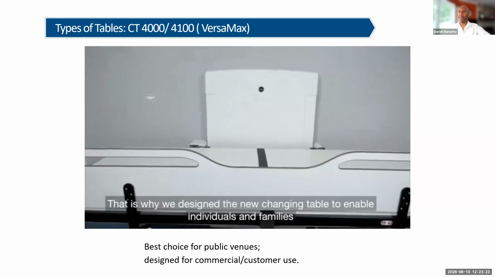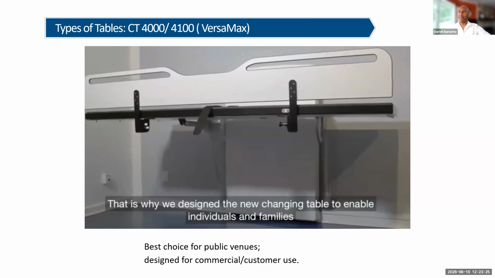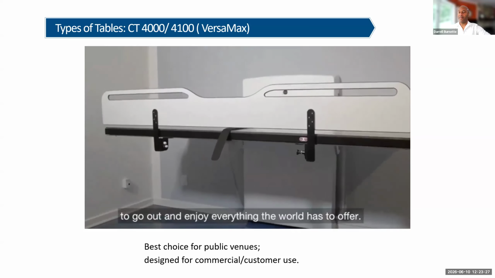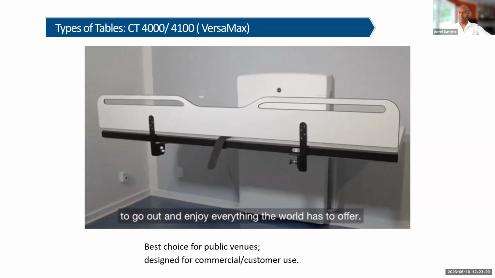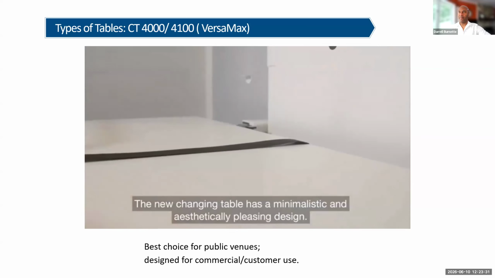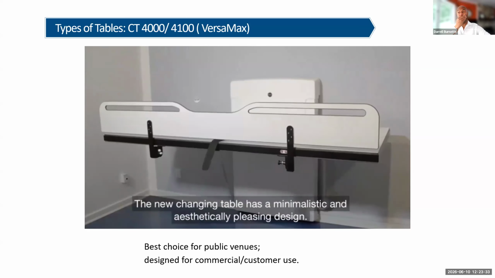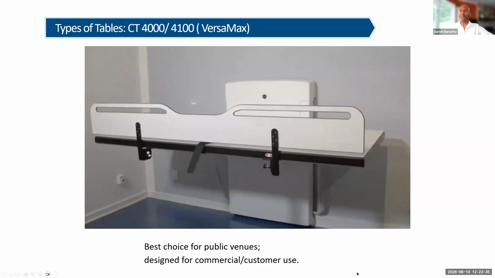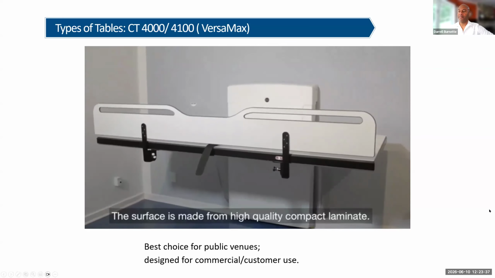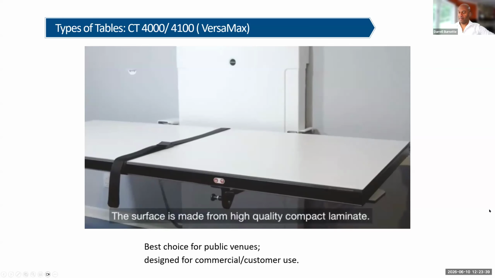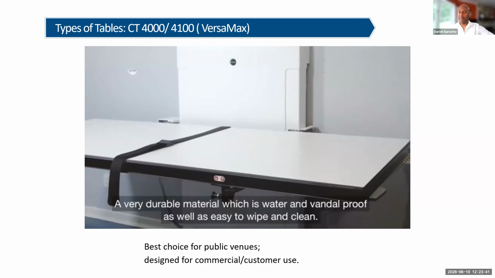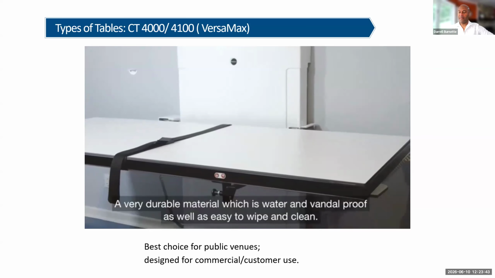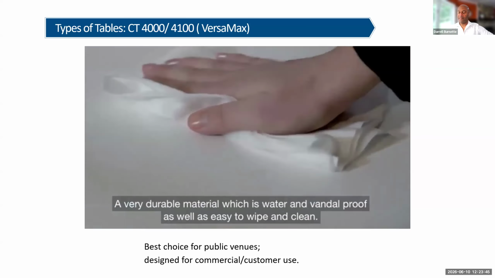That's why we designed the new changing table to enable individuals and families to go out and enjoy everything the world has to offer. The new changing table has a minimalistic and aesthetically pleasing design. The surface is made from high-quality compact laminate, a very durable material which is water and vandal proof, as well as easy to wipe and clean.